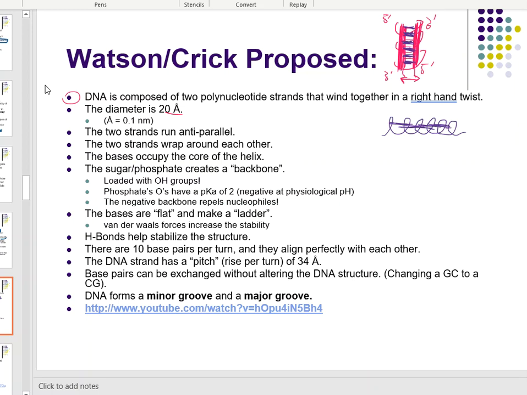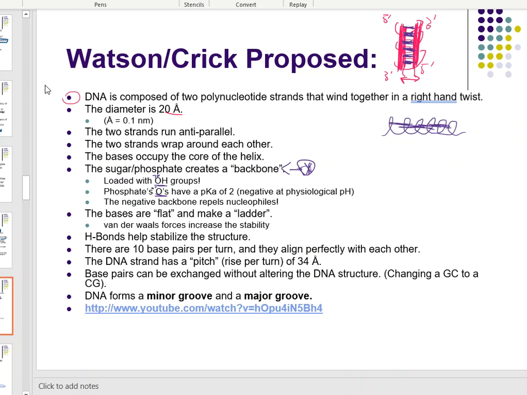The sugar phosphate creates the backbone. This is something that we've already talked about at this point. That's not surprising. Of course, it's loaded with OH groups. Think about those sugars. Those sugars have a lot of OH groups that are hanging off. Phosphates also have oxygens on those as well. So this negative backbone, there's electrons on the oxygens of the OH groups.